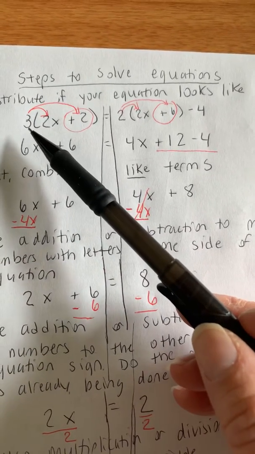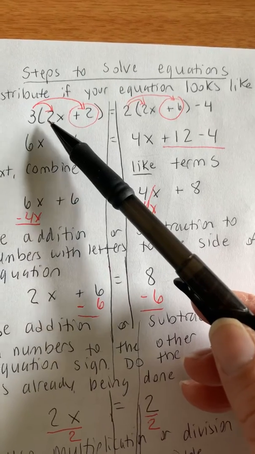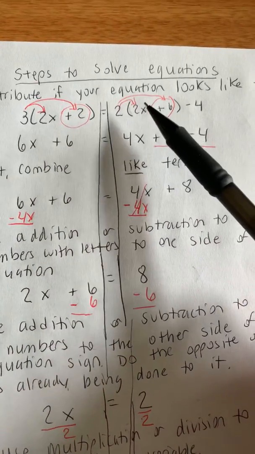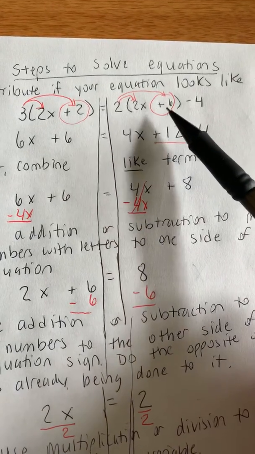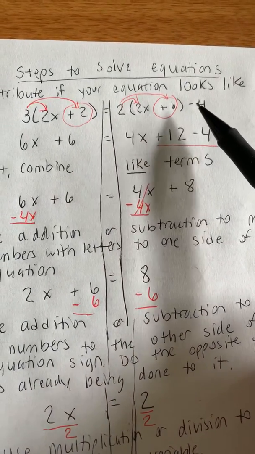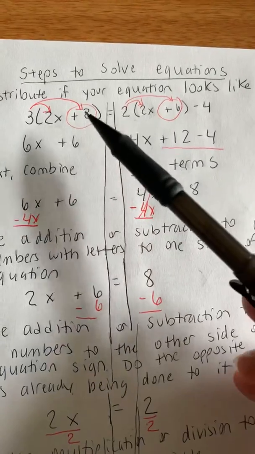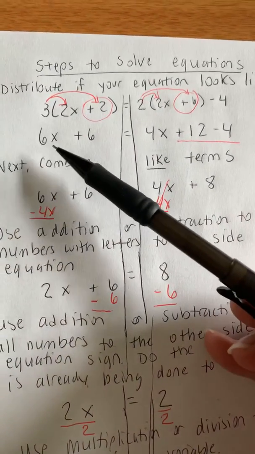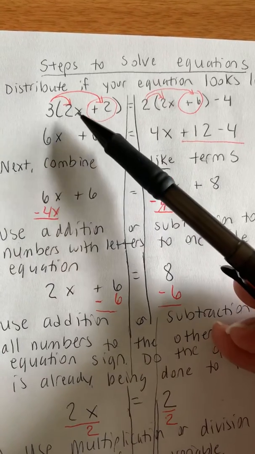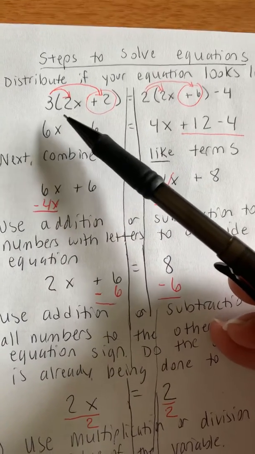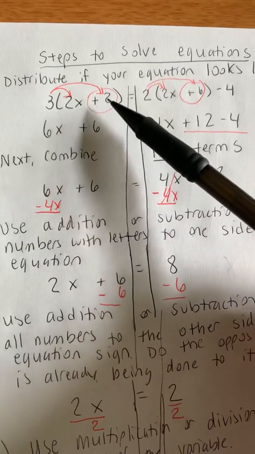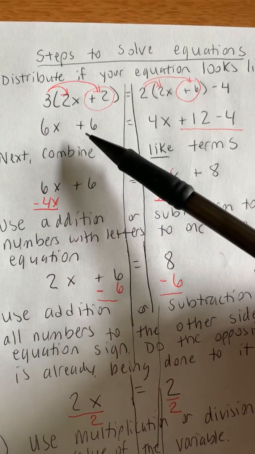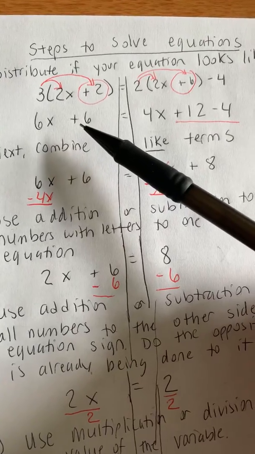So this equation, 3 times, in parentheses, 2x plus 2 equals 2 times, in parentheses, 2x plus 6, and then out of the parentheses, minus 4. When you distribute it, you're taking the 3 and multiplying it by the 2x, which gives you the 6x. Don't forget that letter. It has to go with it. And then you're going to multiply the 3 by the sign and the number, 3 times a positive 2, which gives you a positive 6. That's the left side of your equation.